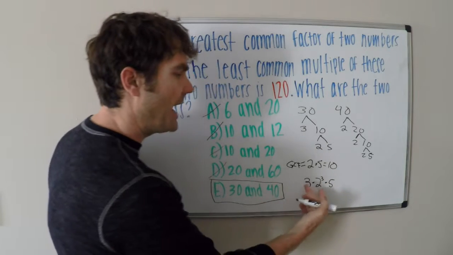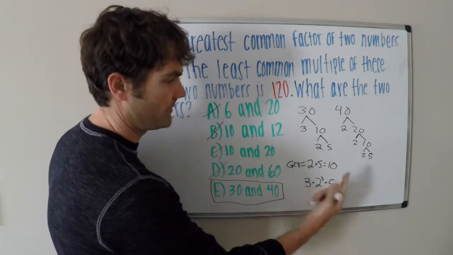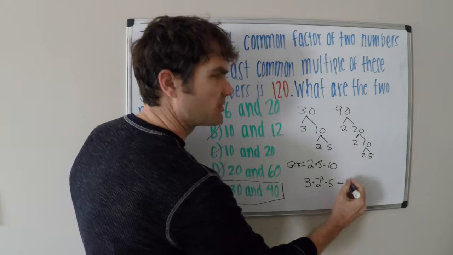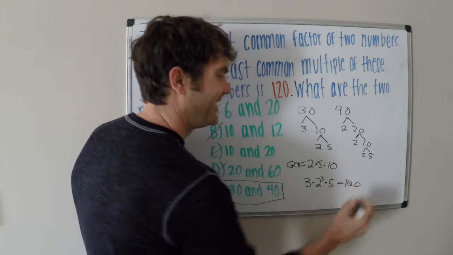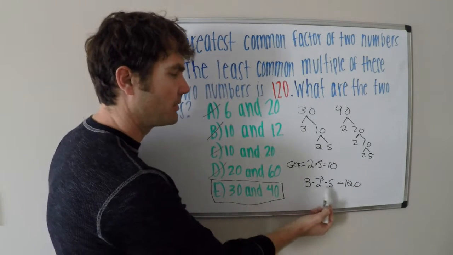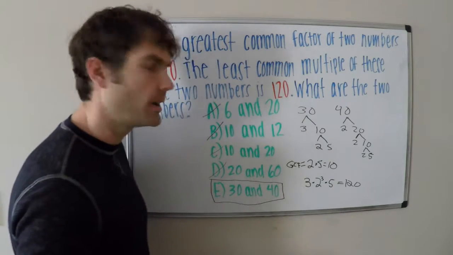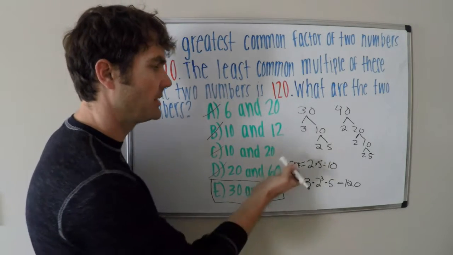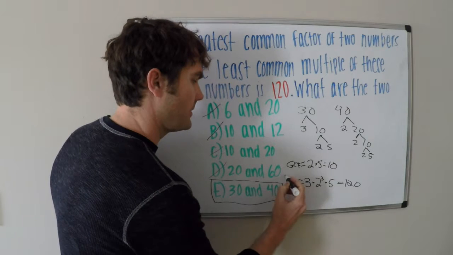So if we multiplied that out, that would be 120. Just trust me on it. No, 3 times 8 would be 24, and 24 times 5 would be 120. So that's another way to think about GCF and LCM.